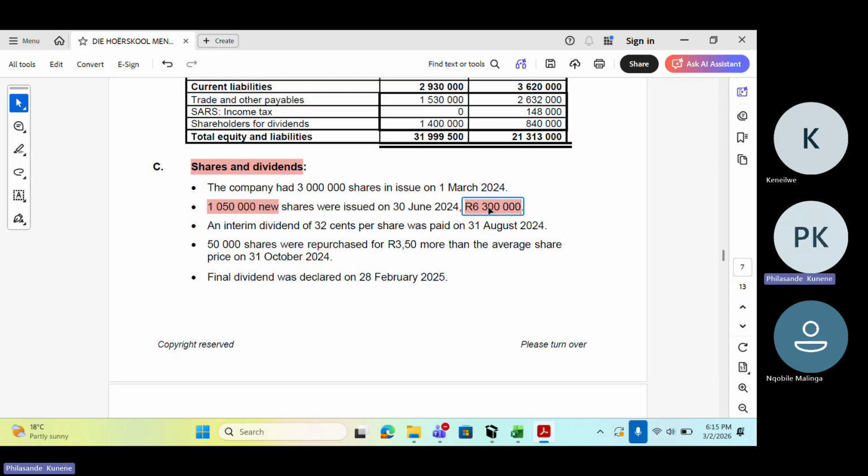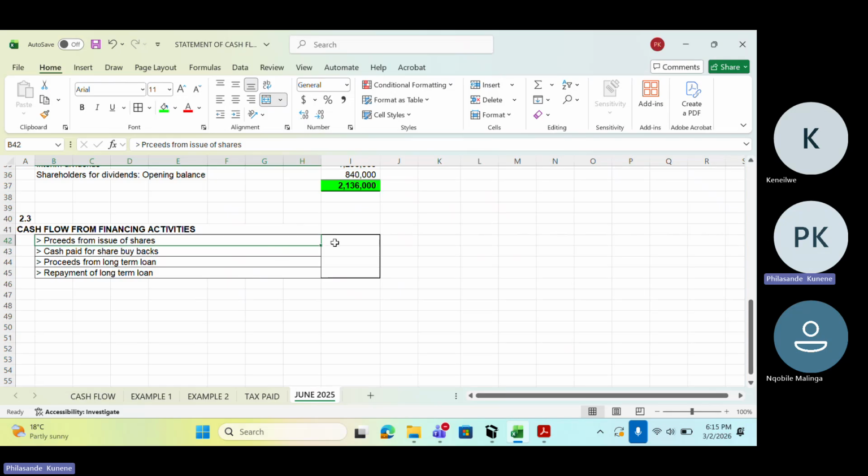So what we're going to do now, we're going to record it as part of what? As part of our proceeds from issue of shares. Okay. So these are the proceeds from the issue of shares that we have, because we issued shares amounting to 6,300,000 rands.